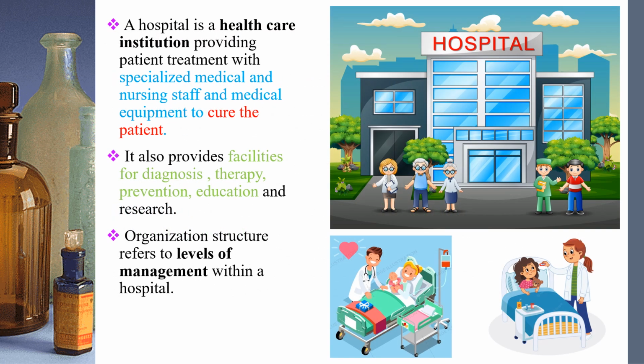So in simple terms, we can say a hospital is a healthcare institute which provides patient treatment along with some specialized medical and nursing equipment so that the patient can be cured. Apart from that, it also has facilities for diagnosis, therapy, prevention, education and research. Now, organization structure is something which is there in hospital. In simple terms, these are the levels of management within a hospital.